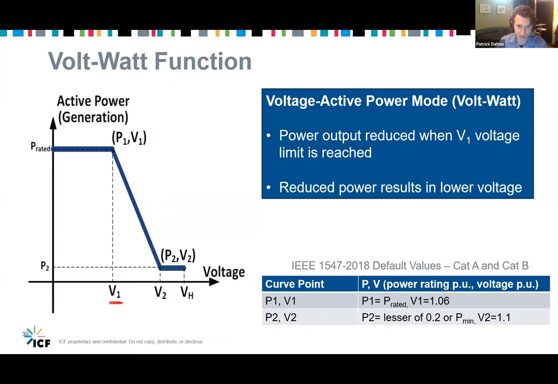But if the voltage does exceed that level, it starts to do almost like a soft shutdown, curtailing the active power down to either some minimum level or 20% of the active power. So this is really intended to be a backup type of function, since the default is above typical allowed voltage and the range of allowable settings doesn't allow you to get within normal voltage.